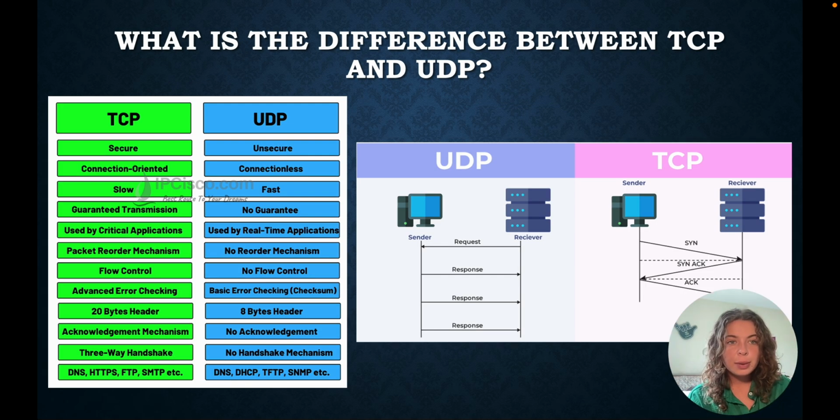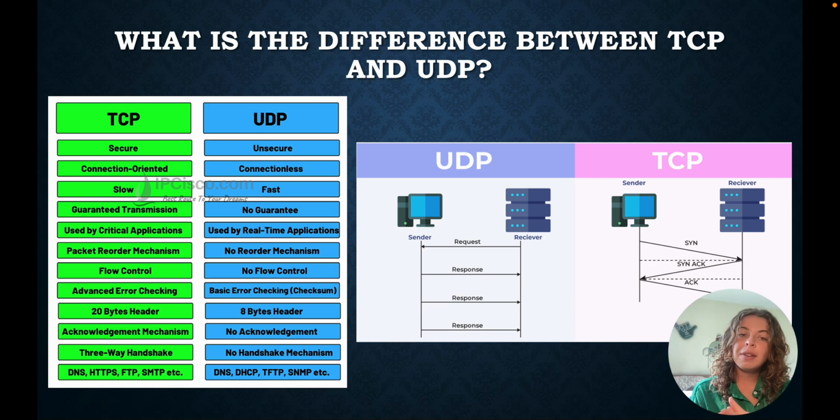What is the difference between TCP and UDP? So TCP, which is Transmission Control Protocol, is reliable, connection-oriented, and ensures data is received in the correct order with error correction and retransmission for lost packets. It's slower due to this overhead and is used in applications like web browsing and file transfers.